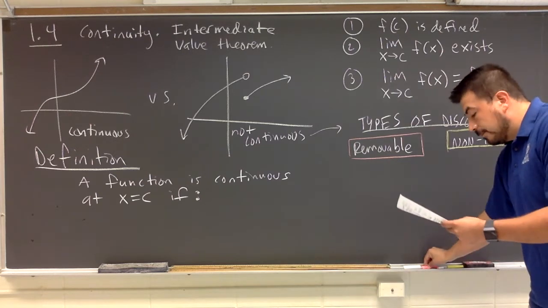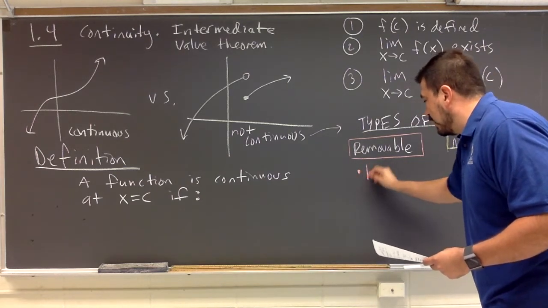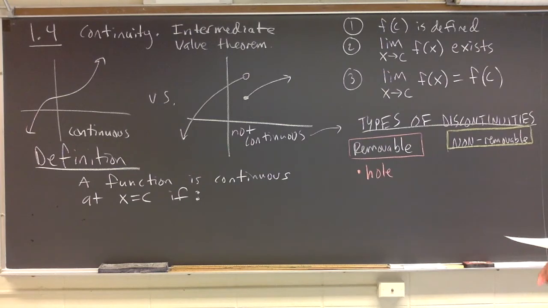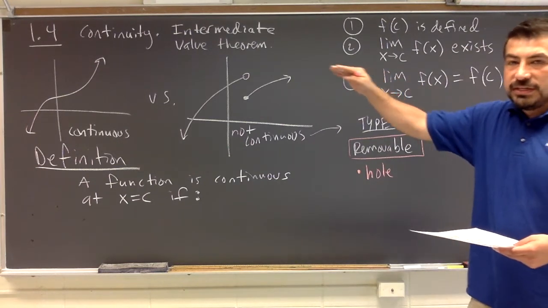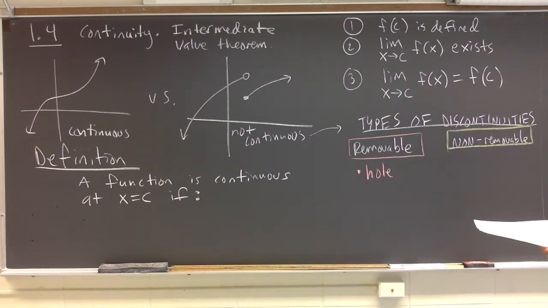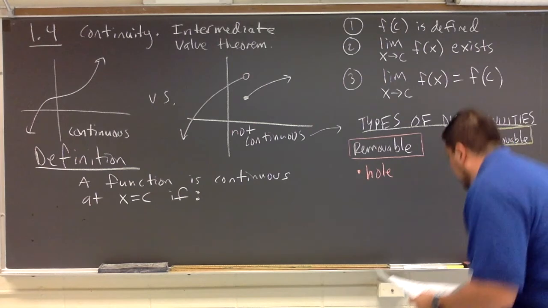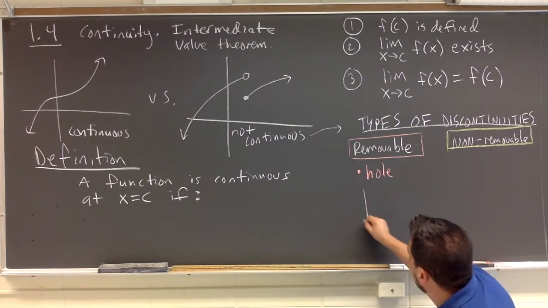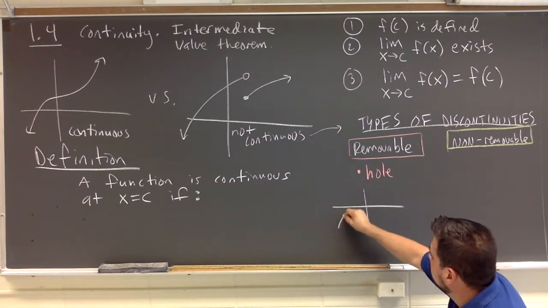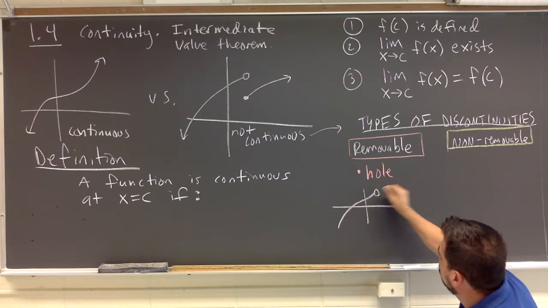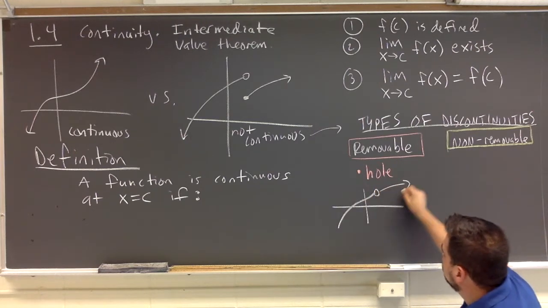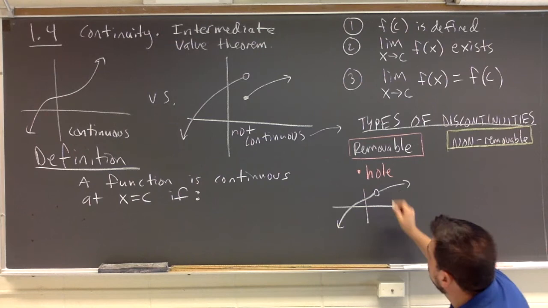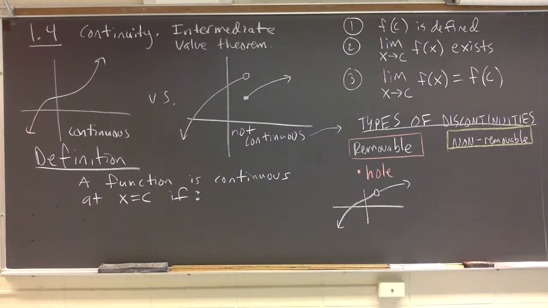Now graphs that simply have a hole and nothing else. So smooth graph and then a hole, and then we just pick up right where we left off. That's a removable discontinuity. It's called a hole. And so that would look something like this. Moving along, hole, and we just continue. So this would be a removable discontinuity.